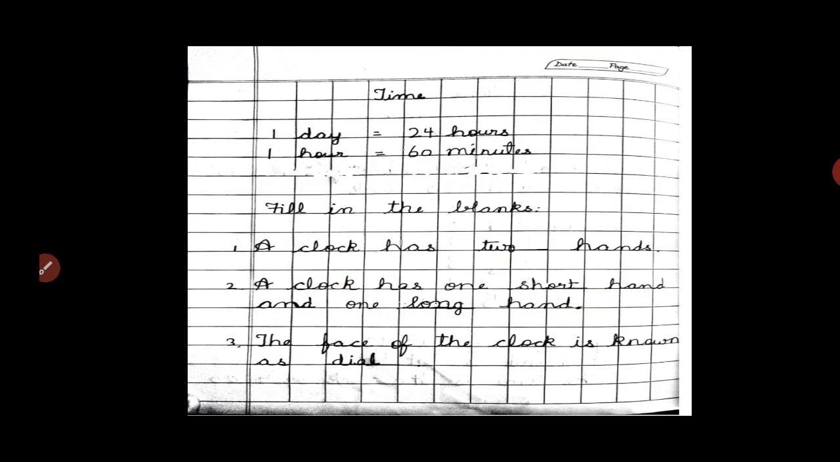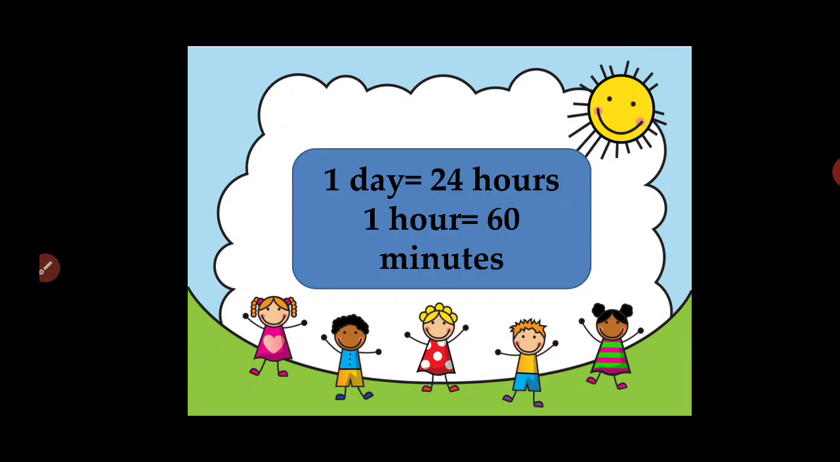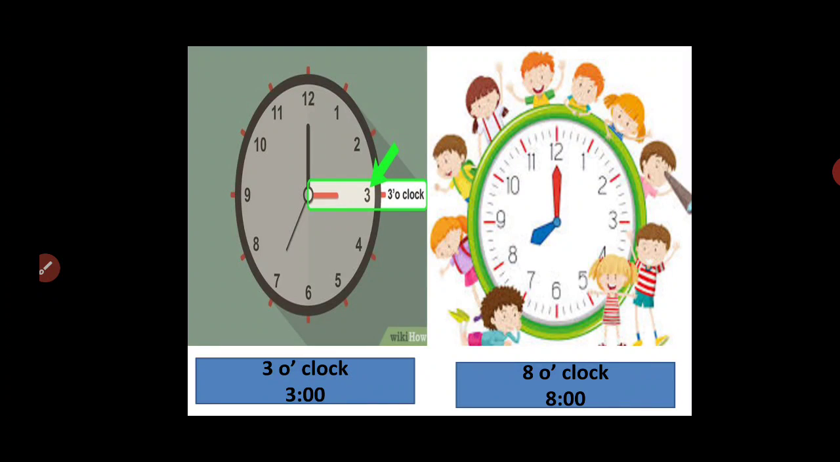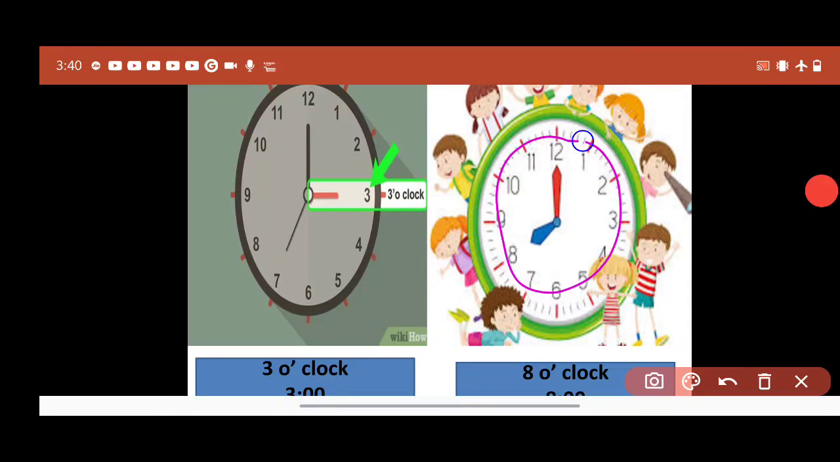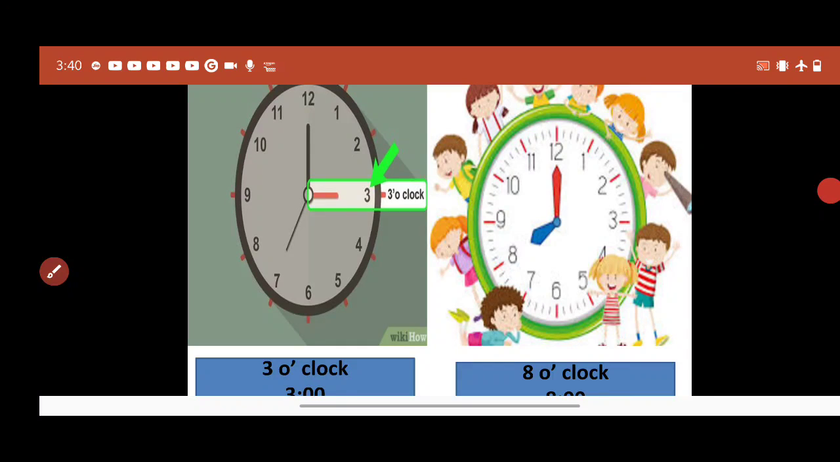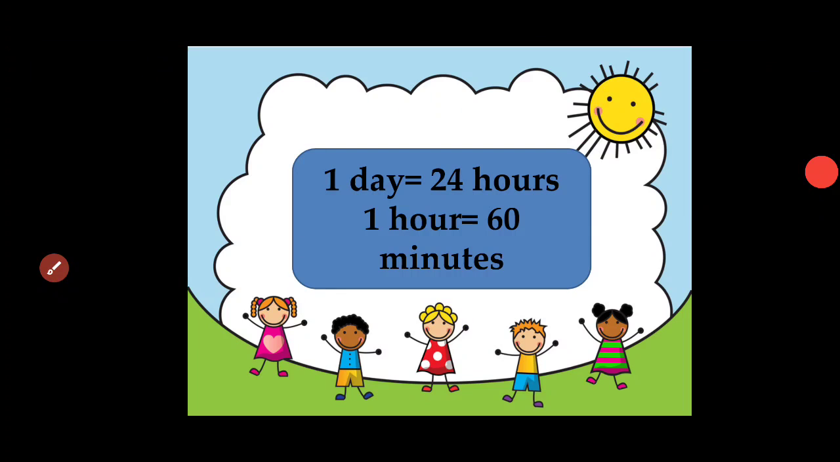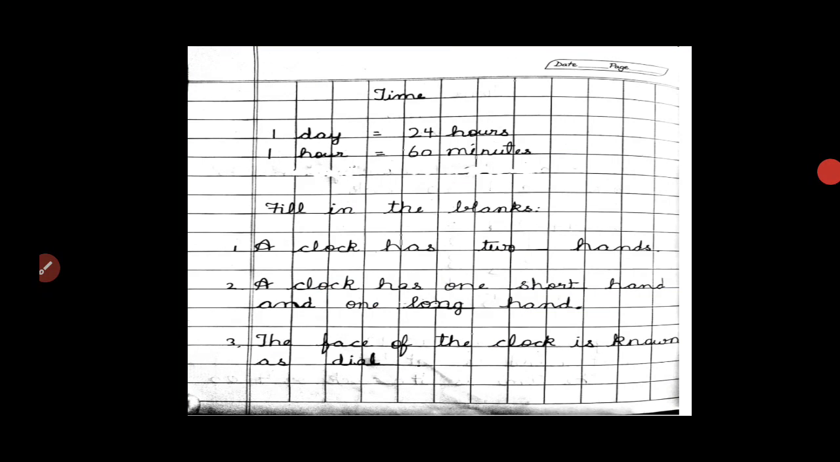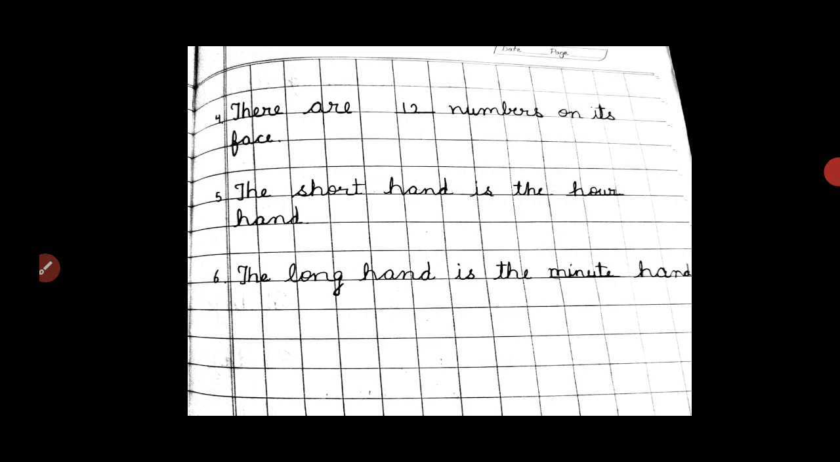The face of the clock is known as dial. Children, the face of the clock is known as dial. If you see, this is the dial. This is called the face and also the dial of the clock. Moving on. There are 12 numbers on its face. How many numbers are there on its face? 12 numbers. The short hand is the hour hand and the long hand is the minute hand.